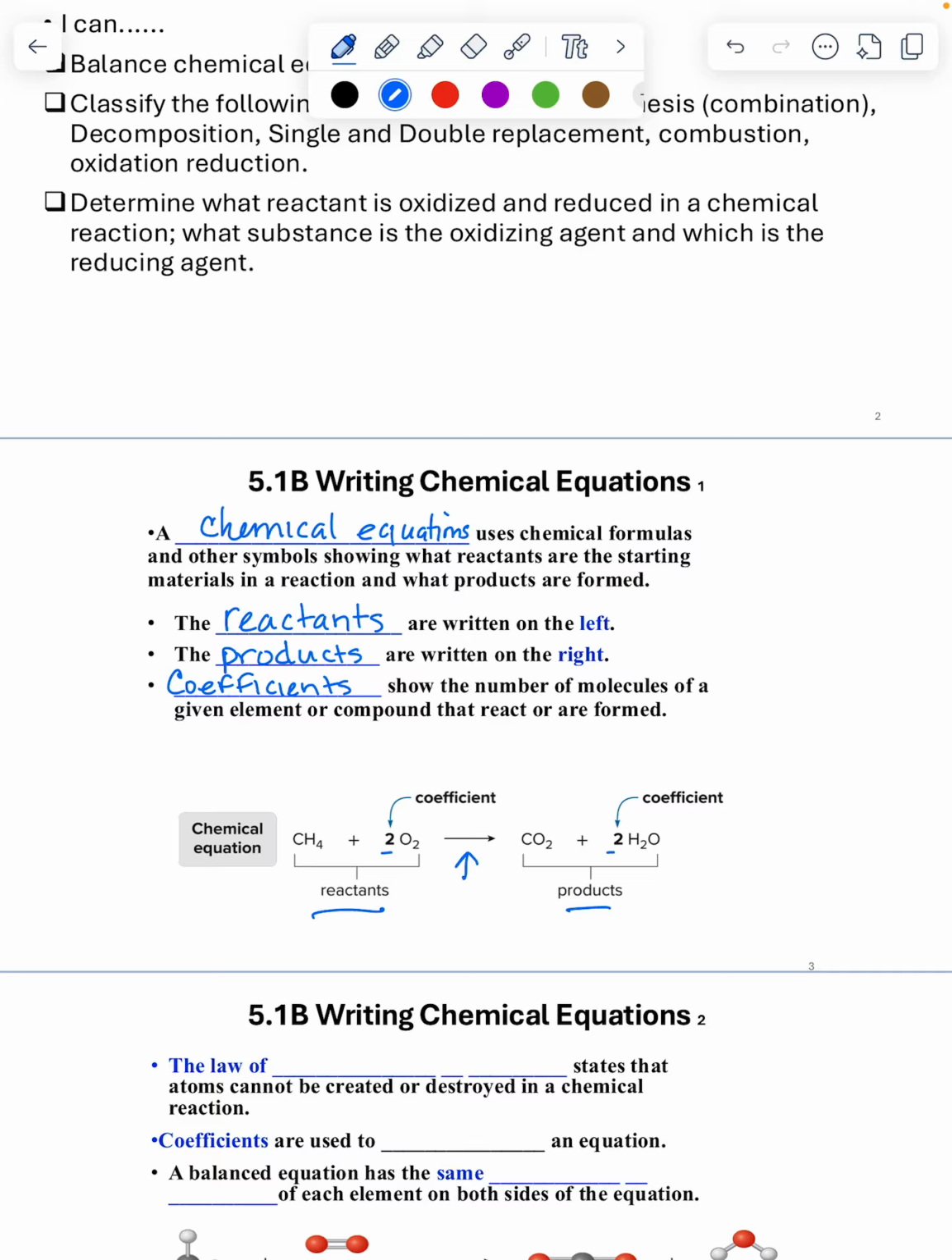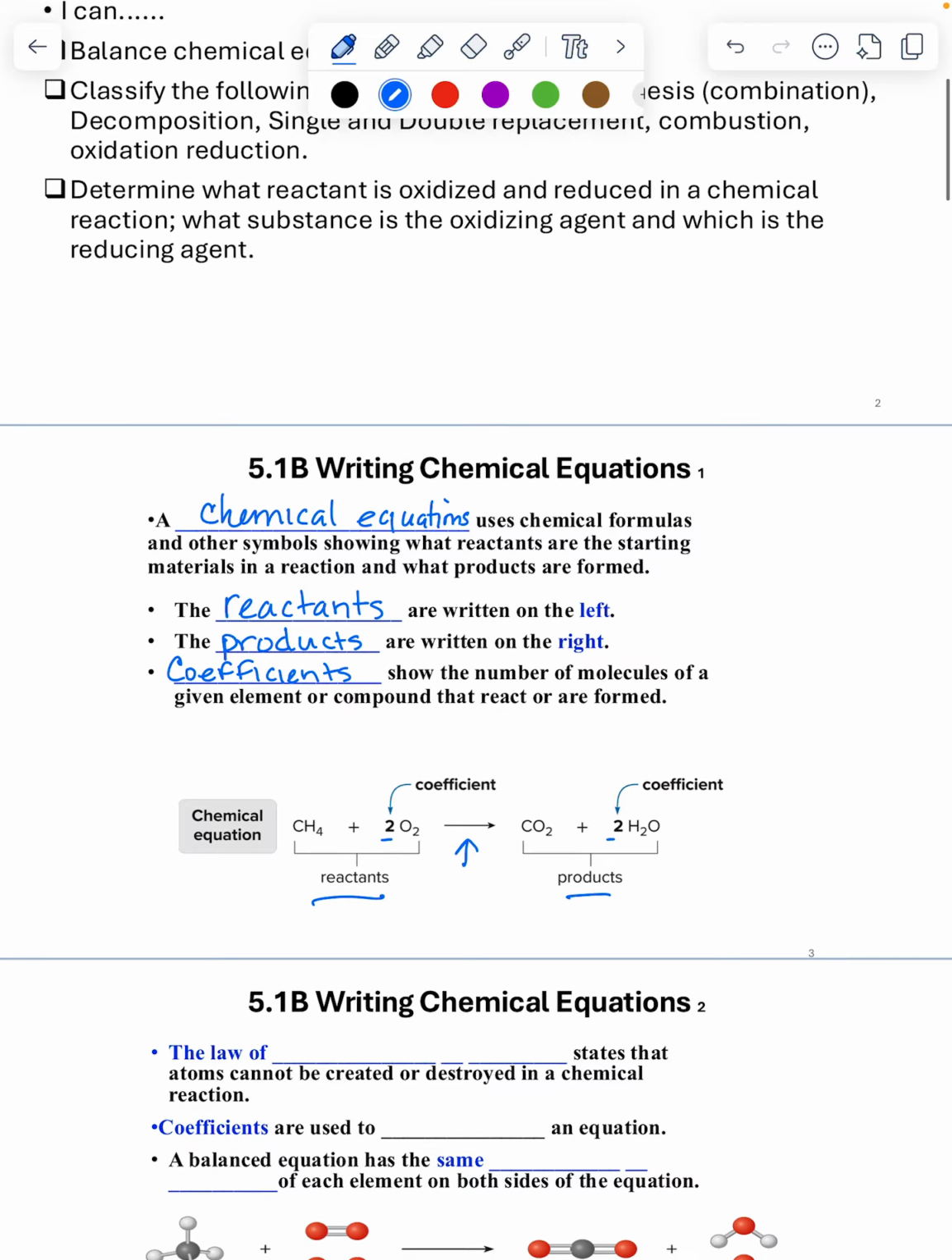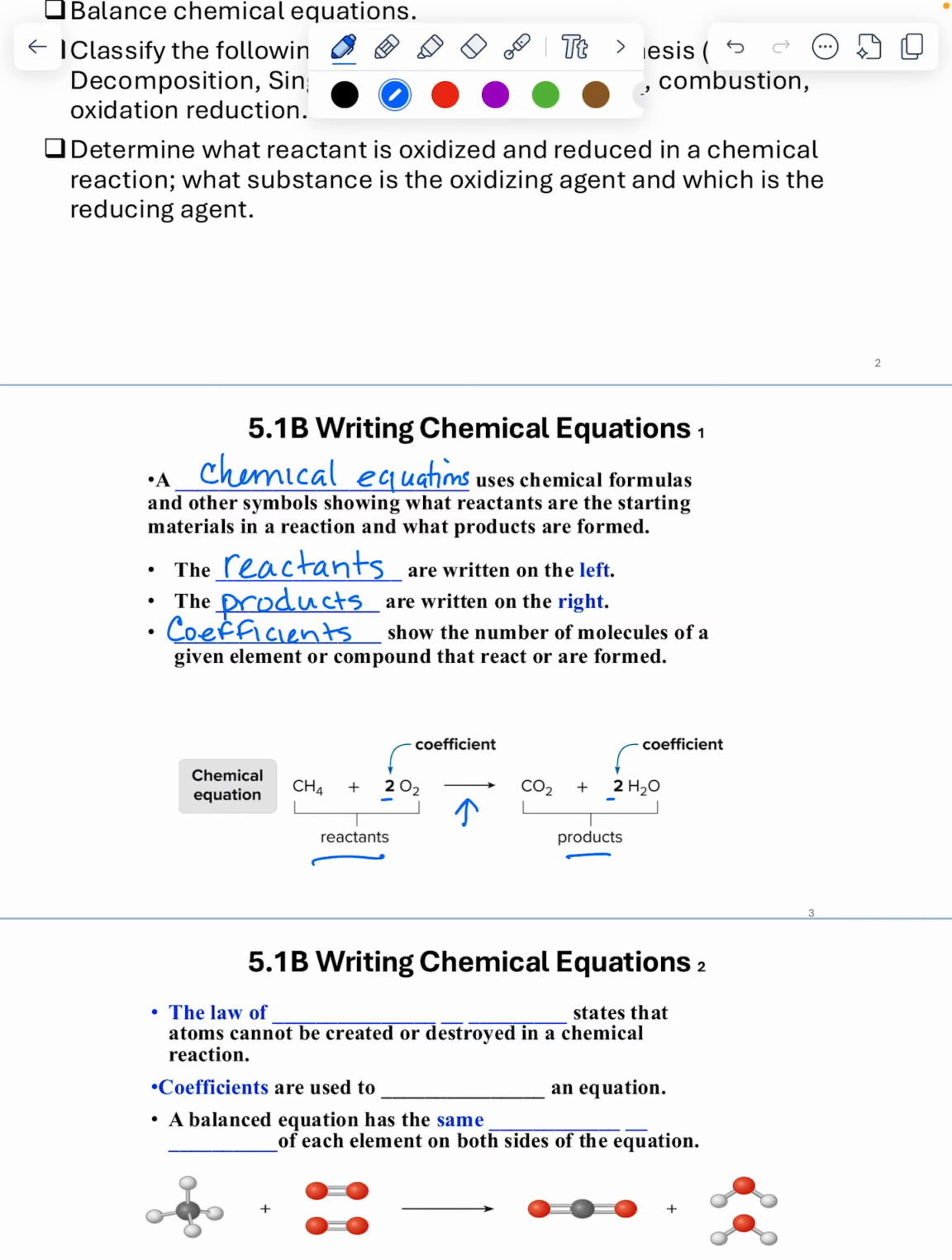We use coefficients to balance the chemical equation. So the way you would read this equation, you would say 1 molecule of methane plus 2 molecules of oxygen gas produces 1 molecule of carbon dioxide plus 2 molecules of water. And this would be a balanced equation.